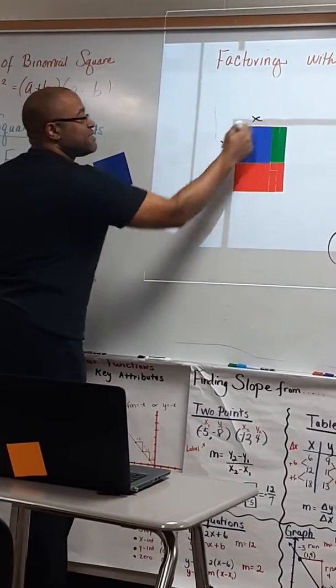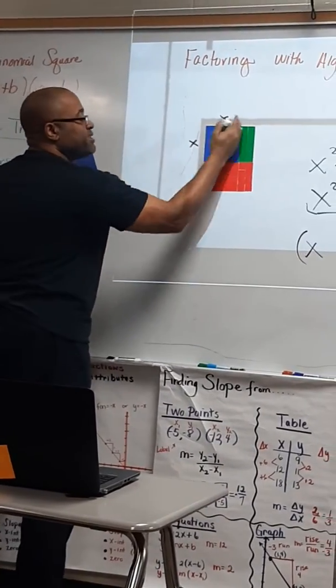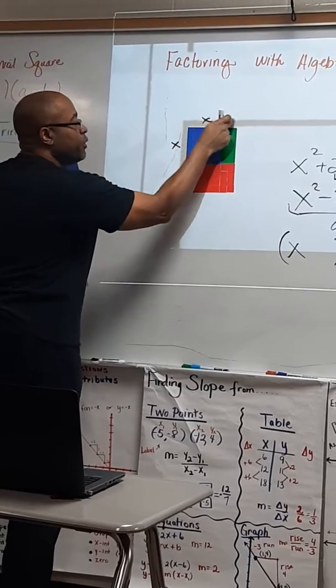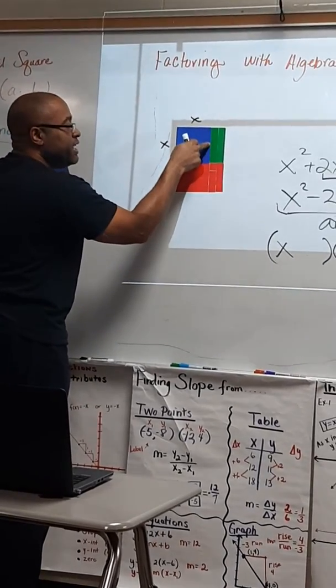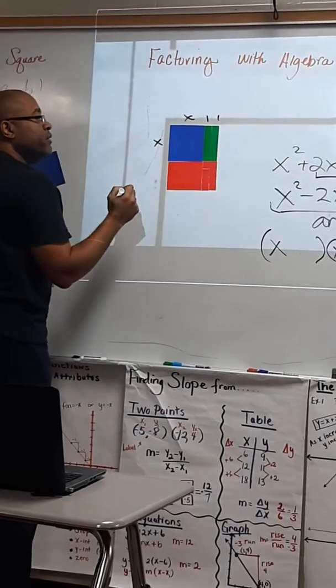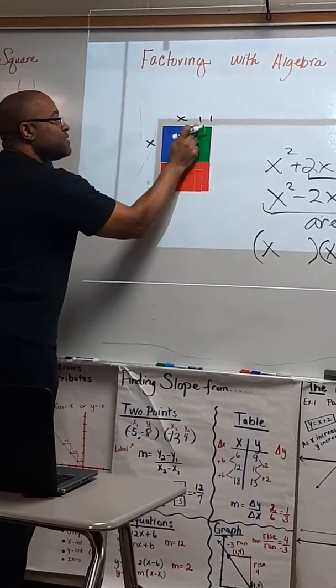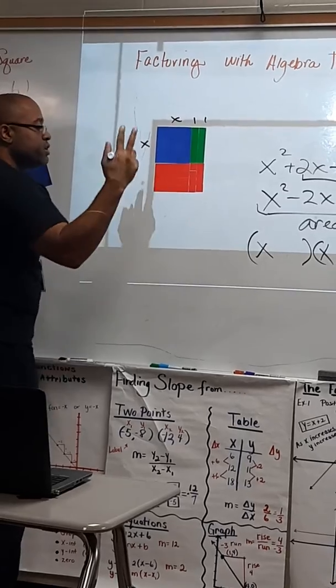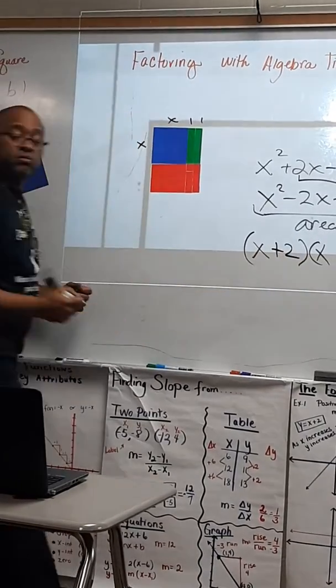So now let's go to this side and start with the green. We talked about this yesterday, guys. What do we put here? This is x already, so it has to be x times what? 1 and 1. So x plus 1 plus 1. What's 1 plus 1? 2. So it's x plus 2.